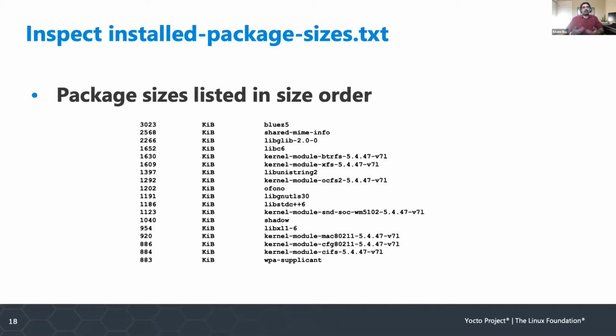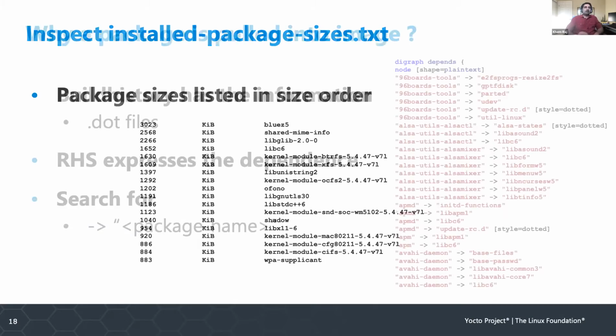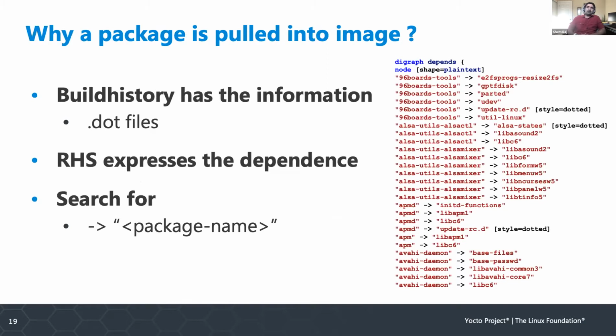libc, probably you have to have it in there. But then, can I use glibc? This is what glibc is showing. It's about 1.6 meg. Can I use musl, right? And how much that size will be. And then there are modules and so on and so forth. So it's very handy. And as I said, it has other information about the dot files.